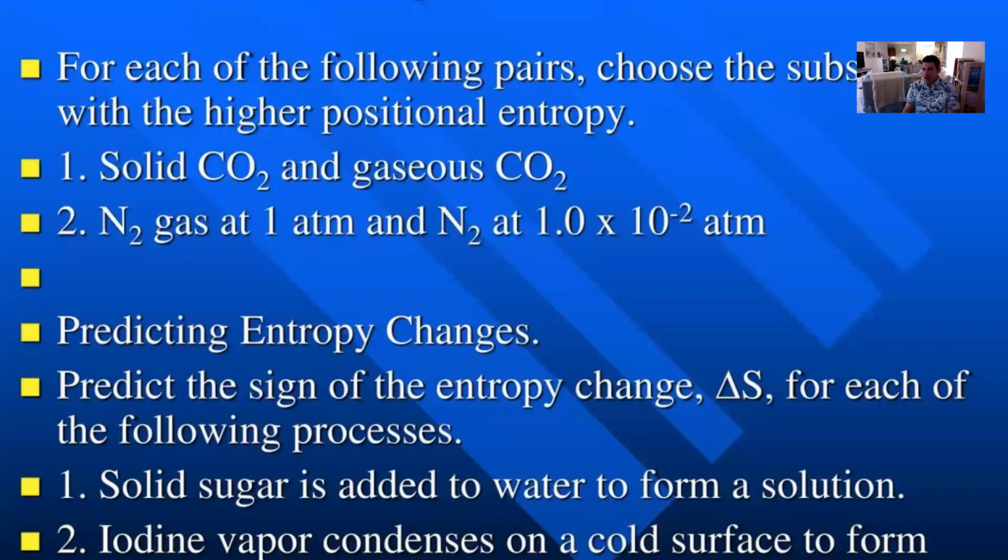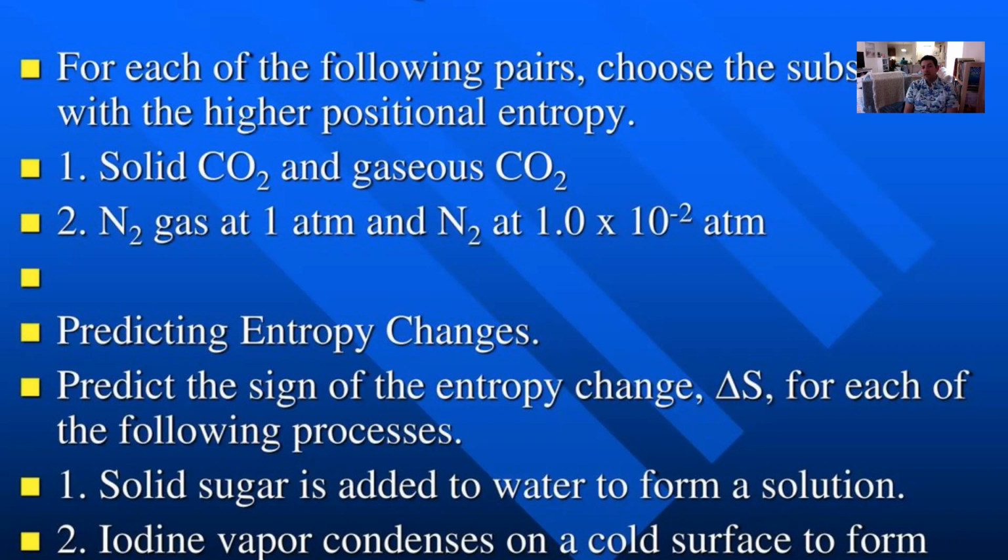Now, just a little bit of practice. For each of the following pairs, choose the substance with the higher positional entropy. So if we had solid carbon dioxide and gaseous carbon dioxide, I want you to just pause for a second. Which one has more entropy? And of course, this one is easy. It's going to be the gaseous carbon dioxide. The gaseous carbon dioxide, there are more positions that those molecules can take. It's also going to have a larger volume.